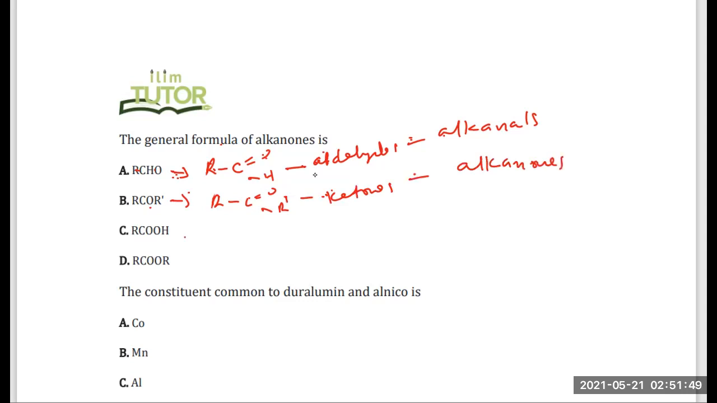We can look at the third option, where you have RCOOH, because this corresponds to carboxylic acids, and these are alkanoic acids.